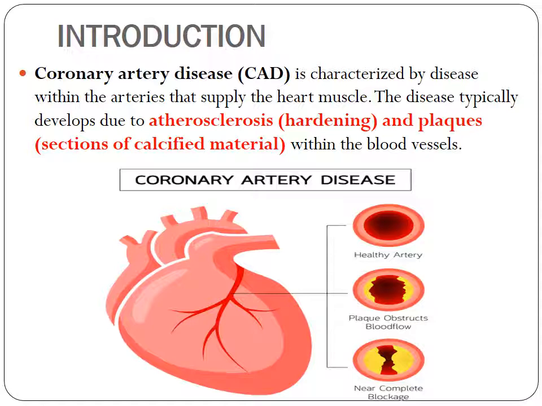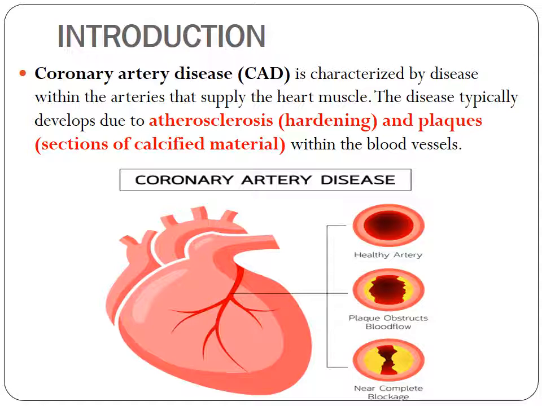Now, coronary artery disease, if you need a definition, we would say it is the disease which develops due to atherosclerosis, the hardening of the arterial walls and the buildup of plaque within the blood vessels. In simple terms, coronary artery disease is characterized by disease within the arteries that supply the heart muscle. The disease typically develops due to atherosclerosis, which is hardening, and yesterday we discussed all the causes of why this hardening occurs.